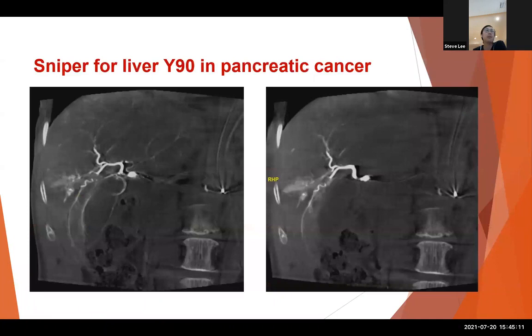And then I've also been using Sniper for liver Y90. This is a case of metastatic pancreatic cancer. You can see that this is a right lobar treatment, and the cystic artery is lighting up. So I was able to get the balloon up just distal enough so that the cystic artery origin is blocked. With that, you can completely avoid giving the Y90 microspheres into the cystic artery and deliver all of it to the target tissue.